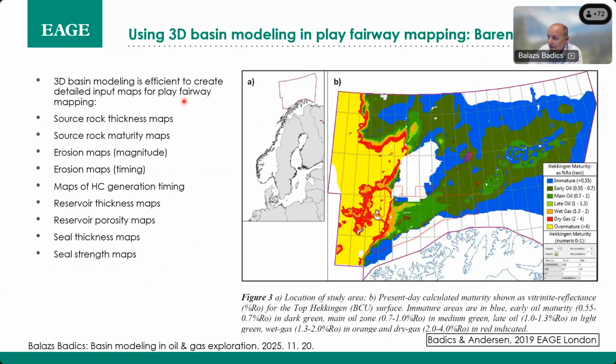When we create any kind of nice 3D model, you have very good thickness maps already. For example, source rock thickness, also reservoir thickness and seal thickness. Of course, your goal is to create source rock maturity maps. And then you can combine them also, of course, source rock TOC map or quantity or quality map.